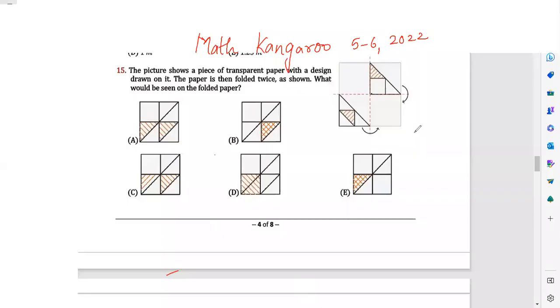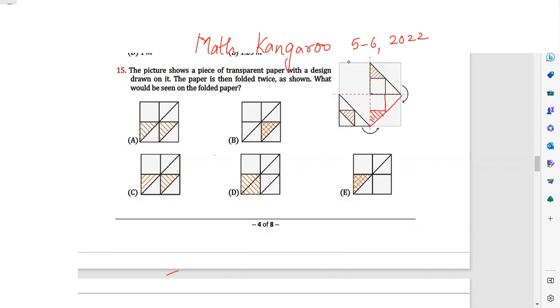Now let's read question number 15. The picture shows a piece of transparent paper with a design drawn on it. The paper is then folded twice as shown. What would be seen on the folded paper? Now these are the two folds, fold number 1 and fold number 2. Since it's a transparent paper, you can do it in any order. So suppose I fold this, so I will get a mirror image of this. Correct? So this is down, so I will get an image like this.